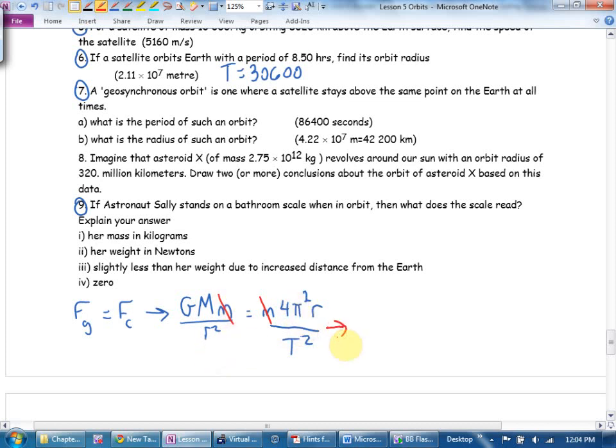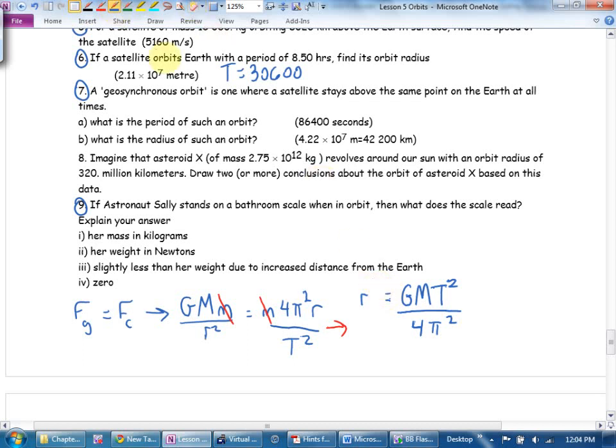I'll get this. R cubed equals big G, big M, T squared, all over 4 pi squared. Yeah, it feels like I'm running out of ink. Is that okay? How do I get rid of a cubed? So here's the answer. It's going to be that.